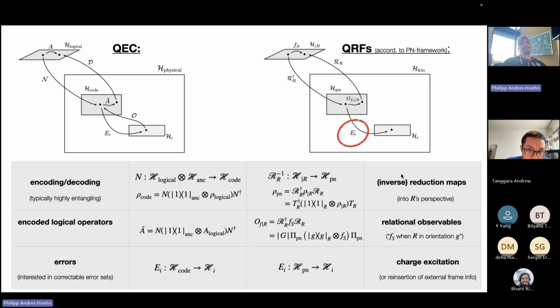The dictionary that we spelled out is not complete in some sense. There are of course aspects of quantum error correction we have not looked at, what they might mean on the quantum reference frame or gauge theory side, and conversely. In some sense we start at the dictionary. For instance, another thing where we don't really have a good interpretation yet is code distance, what that means on the quantum reference frame side and gauge theory side. That's also a question.